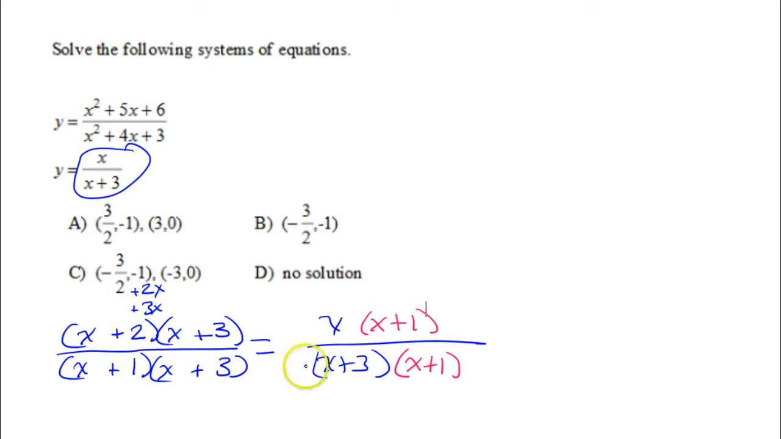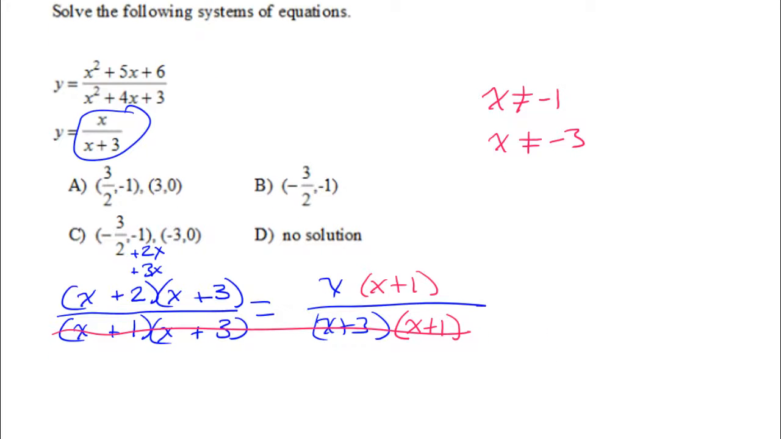Now real quick, let's mention the excluded values. Looking at the denominator, if I set x plus 1 equal to 0, that tells me that x cannot equal negative 1. If I set x plus 3 equal to 0, I get that x cannot equal negative 3. So just watch out for that. Now, once I have the denominators the same, I can cancel them out. And I can make a new equation using the numerators.